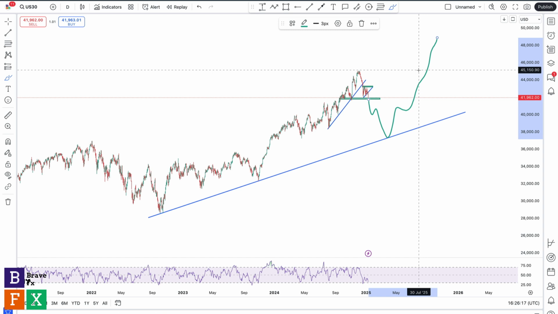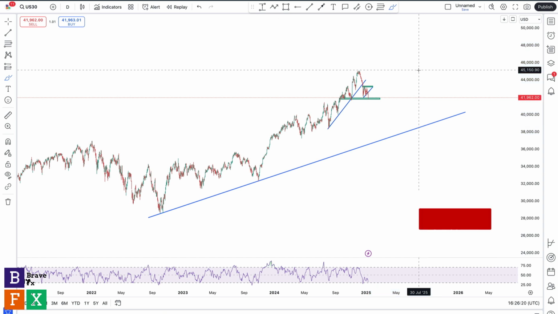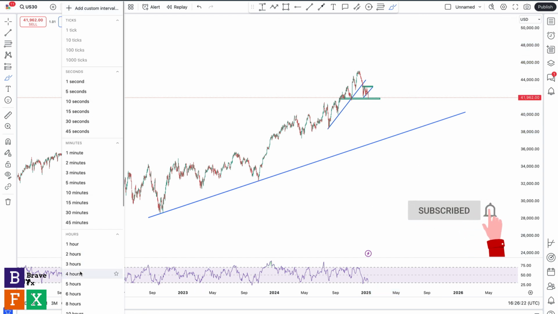Now, how do we trade the setup? Going down to the lower time frame, 4 hours, for example.